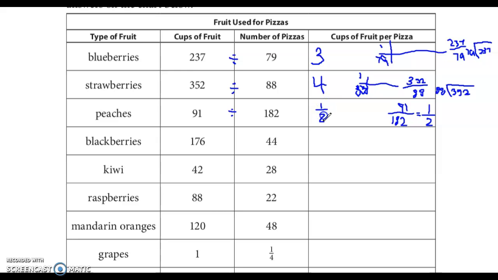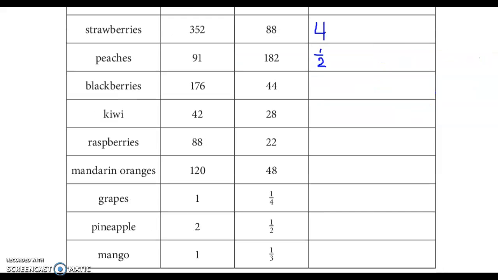Now I want you to go ahead and pause this video and try the rest of the fruit on your own, dividing things out, and then come back when you're done to check your answers. Okay, so we're back. Let's go ahead and check our blackberries. So 176 cups made 44 pizzas. We're going to divide 176 by 44 to figure out how many cups of blackberries are on one pizza. So if you take 176 and divide it by 44, your final answer is going to be 4. No matter what strategy you used, the answer is 4.